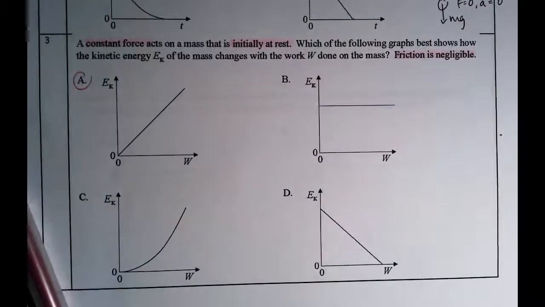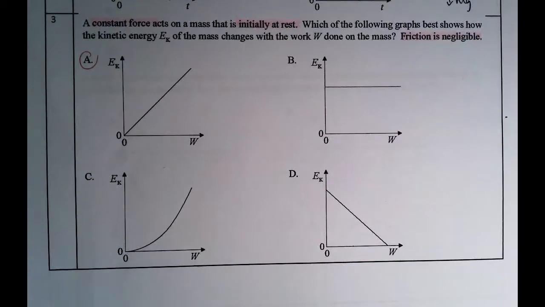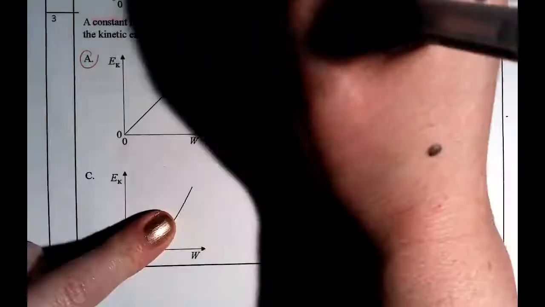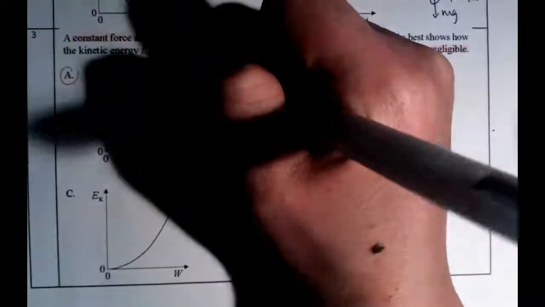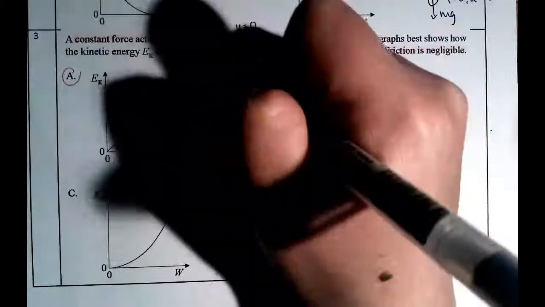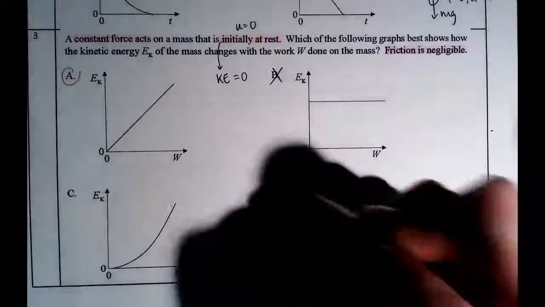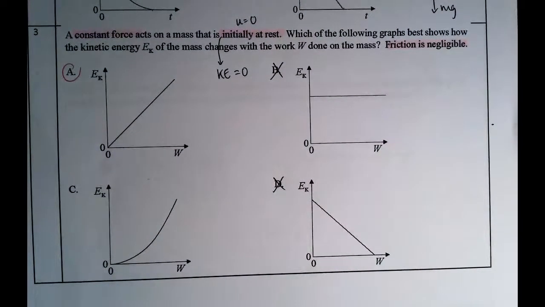Number 3 then. Again, we're highlighting the key points. A constant force acts on a mass that is initially at rest. Okay, so this means u equals 0. That's important because that means KE, or kinetic energy, equals 0 to begin with. Okay, so that already gets rid of B and D because kinetic energy needs to be 0 to start with.